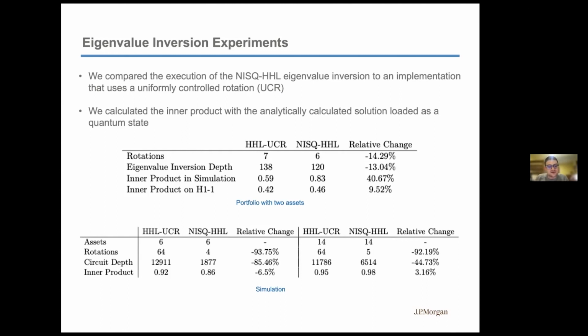And so the last one we have here is in simulation. In simulation, we tried to scale up this problem a little more because we can do more on the simulator. So here we tried a problem with 6 assets and 14 assets. And here we see a larger drop in the number of rotations: 64, 4 for NISQ-HHL, and 64 for uniformly controlled rotations. So even in simulation, this allows us to run larger experiments. And this effectively shows that there is a reduction in the overall depth using this technique.